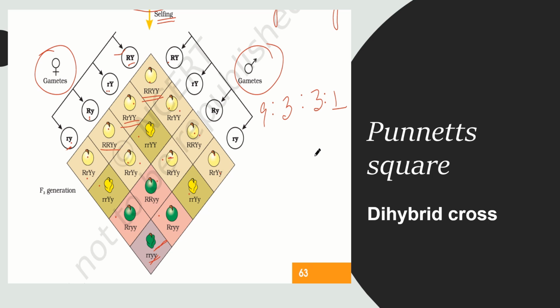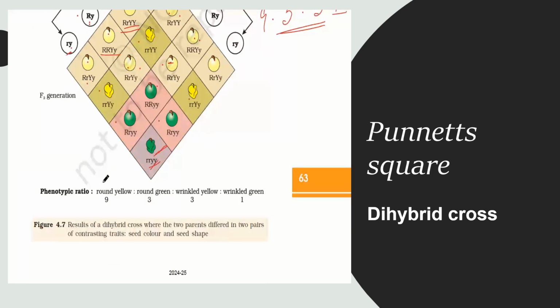It should be clear. You just write this Punnett square on your own in your answer book. You make 16 squares, and you write the female gametes here and the male gametes here. You just cross it, and once you cross it, you will see the ratio come as 9:3:3:1 phenotype. So let us move on. Round and yellow 9, round and green 3, wrinkled and yellow 3, wrinkled and green 1. These are the results of the dihybrid cross, where the two parents differed in two pairs of contrasting traits, seed color and seed shape.